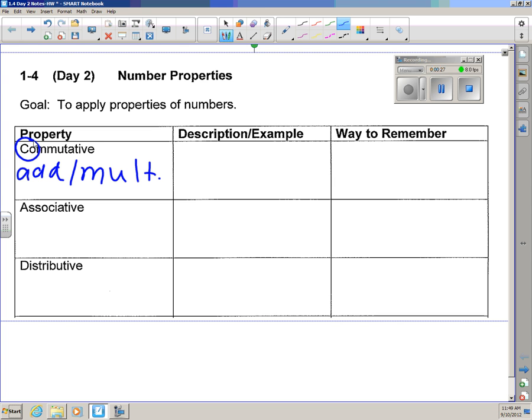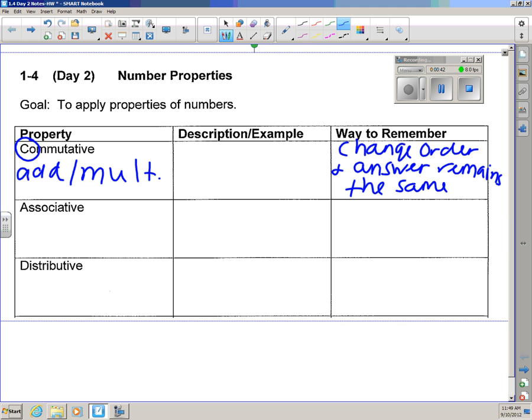And the way you're going to remember is you're going to change the order and the answer remains the same. So if I wanted to do something like 3 plus 8, that answer is going to be the same as if I were to change the order and do 8 plus 3. If I did something like 5 times 4, it would give me the same answer as 4 times 5. So commutative property means to change order.